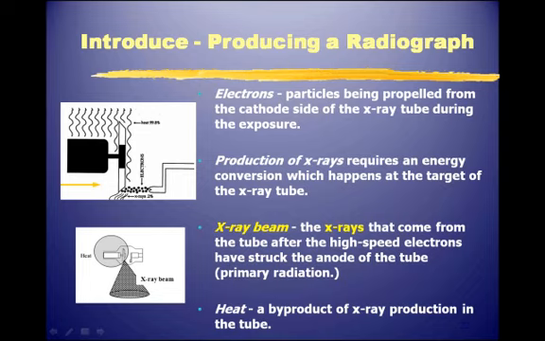That starts the electrons from the cathode to the anode. It propels the ones that have been made available by your choice of mA and propels them across that little tiny space in the X-ray tube. When those electrons strike the anode on the left, you produce a few X-rays and a lot of heat. The X-ray beam then is made up of all the X-rays that have just been produced as those high-speed electrons have struck the anode. This is called primary radiation. And a byproduct of all this is a lot of heat.